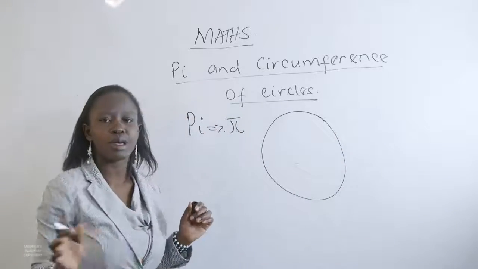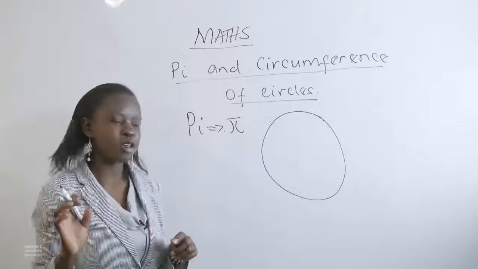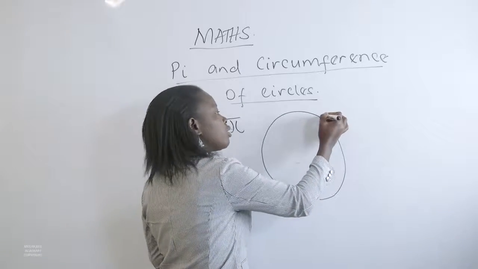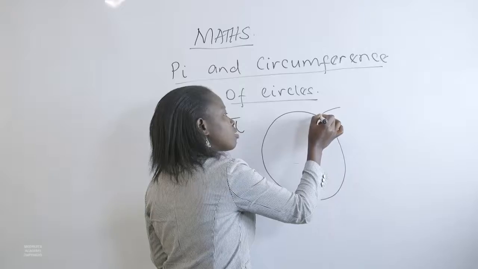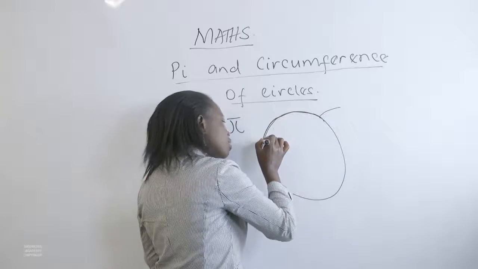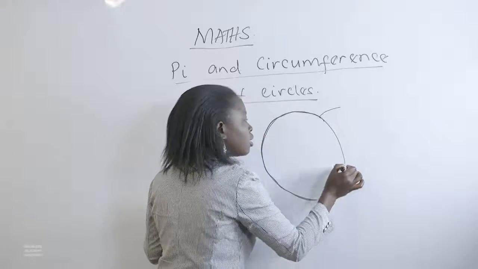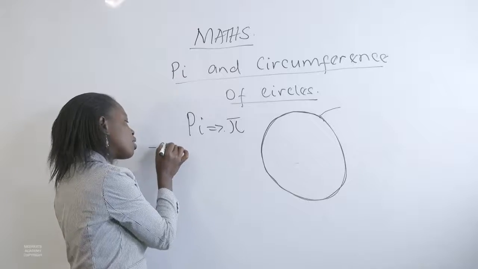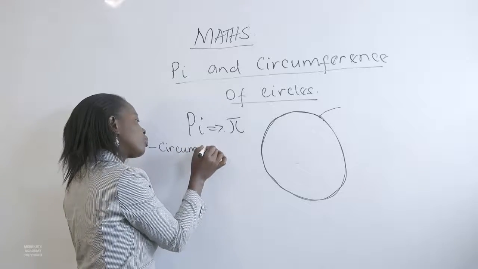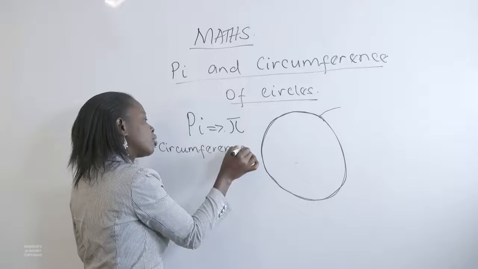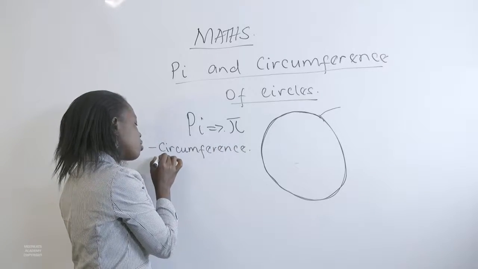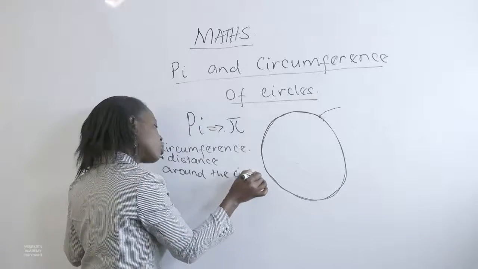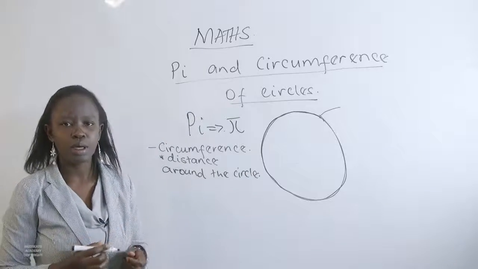The first thing we are talking about is the circumference of the circle. Circumference, what are we talking about? Circumference refers just to the distance round the given circle. So this distance round the given circle is whatever we are referring to as the circumference. So circumference refers to the distance around the circle.